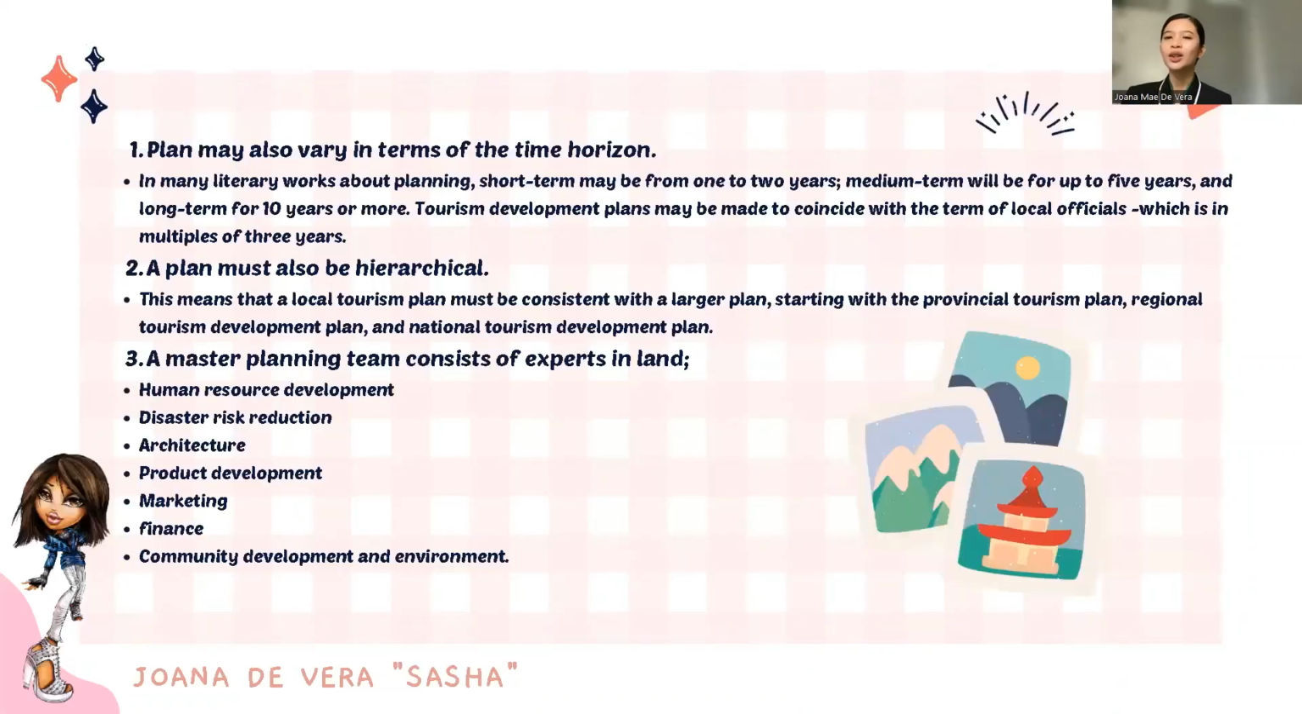Thank you, Jade. So for the continuation of the report of Miss Jade, here is one of the natures of tourism planning. First is plans may also vary in terms of the time horizon. So in many literary works about planning, short term may be from 1 to 2 years, medium term will be for up to 5 years, and long term for 10 years or more. So tourism development plans may be made to coincide with the term of the local officials, which is in multiples of 3 years. So ano nga ba ibig sabihin ng time horizon?